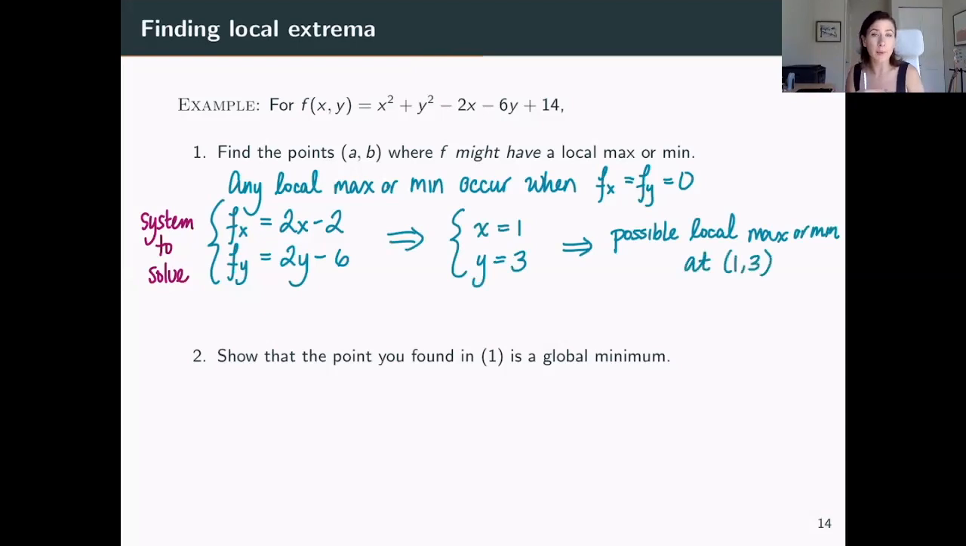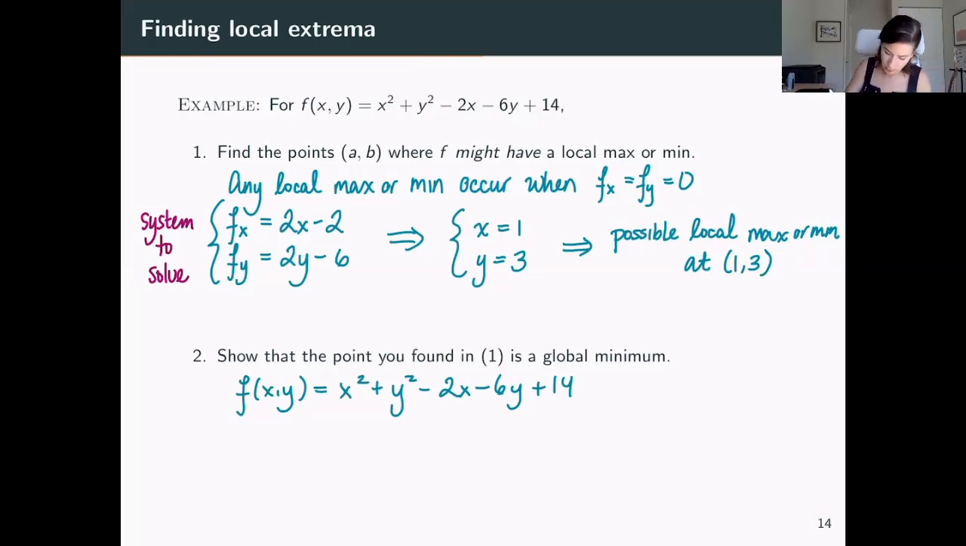Now, in the second part, I'm going to claim that this point is actually a global minimum. So in order to show that it's a global minimum, we have to do a little bit more work. And to do that, we look at our function f of x, y equal to x squared plus y squared minus 2x minus 6y plus 14. I should say that finding global extrema is generally a more complicated process, but we're able to show that it is global in this case by using a little bit of algebra.